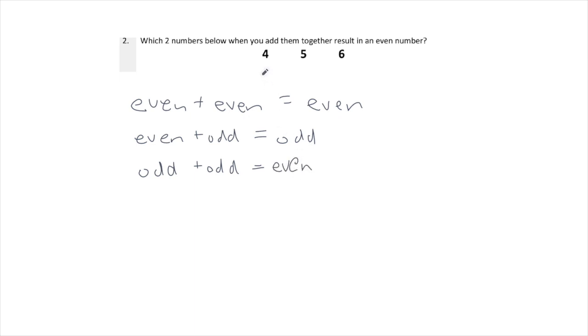So looking at the numbers we have here, we know that 4 is even, 5 is odd, and 6 is even. So we can add an even number and an even number to get an even number. So in this case, we would add 4 and 6. So the answer to this problem would be 4 and 6.